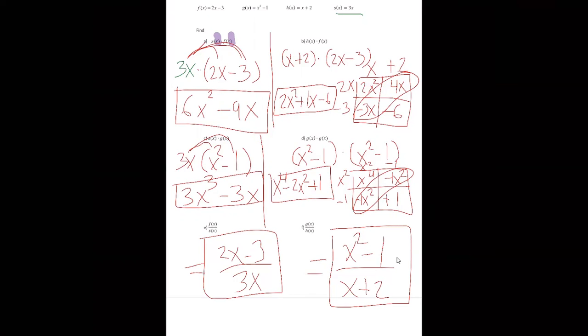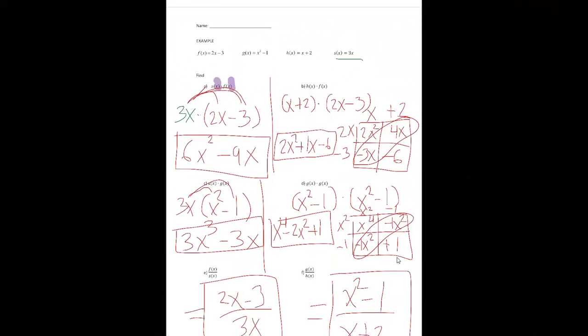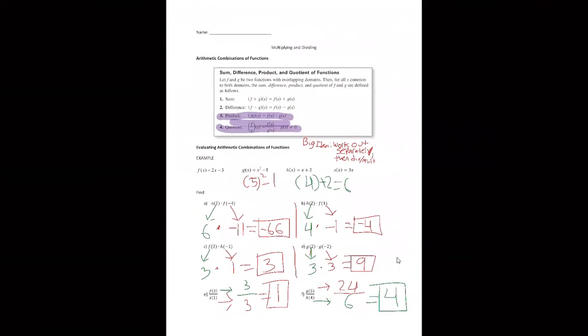All right, so that is multiplication and division with functions. Like I said, on Wednesday, our asynchronous day, you will have a 3-question assignment over these. So try your best. Let me know if you need help.